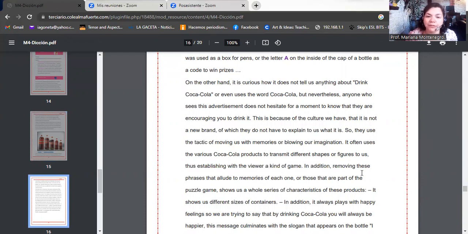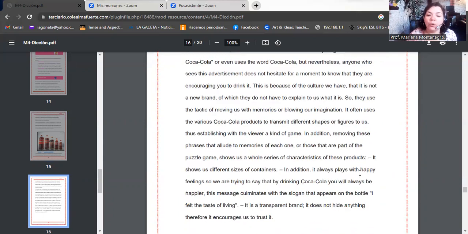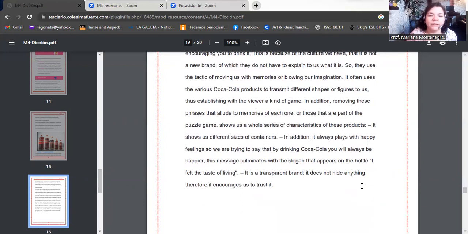In addition, besides these phrases that allude to memories of each one, or those that are part of the puzzle game, it shows us a full series of characteristics of this product. It shows us different sizes of containers. In addition, it always plays with happy feelings. So it is trying to say that by drinking Coca-Cola, you will always be happier. And this message culminates with the slogan that appears on the bottle, "I felt the taste of living." It is a transparent brand. It does not hide anything. Therefore, it encourages us to trust it.